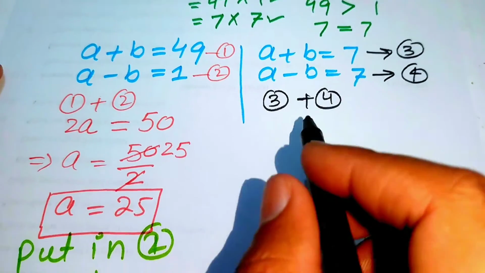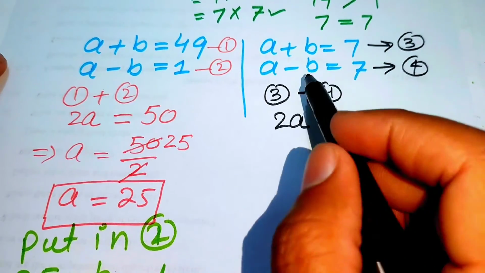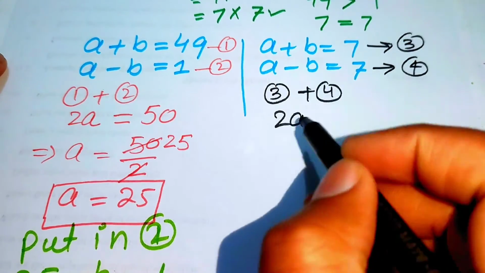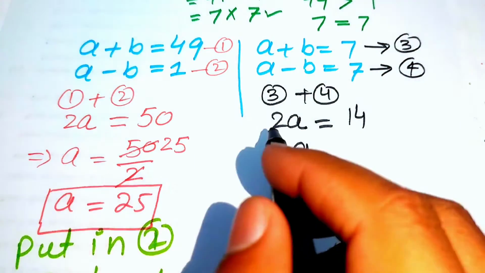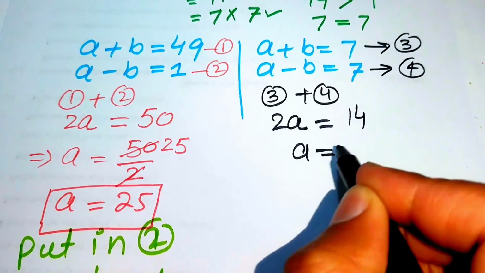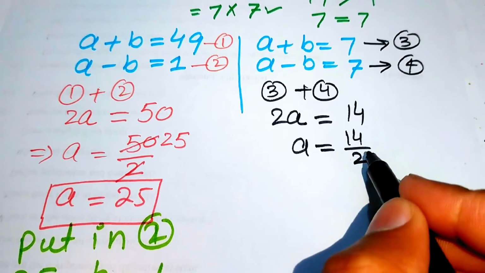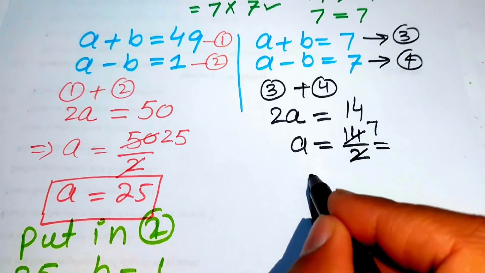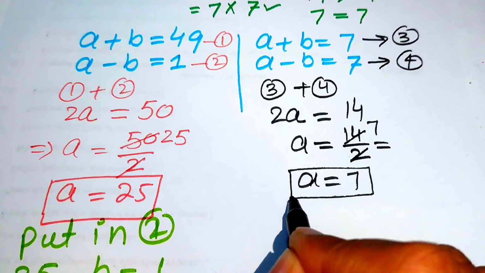So when we add these two equations, then you get here 2 times a, because you see that positive and negative b are cancelled by each other, and we get a plus a is 2a, and 7 plus 7 is 14. So we move this 2 to the right hand side, and we get a equals 14 over 2, and we cancel these terms, and you get 2 sevens are 14. So we get the value of a equals 7 in this case.